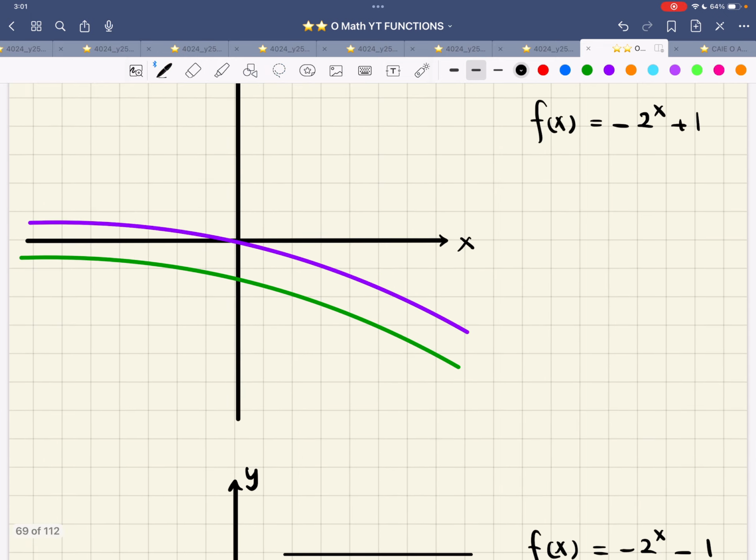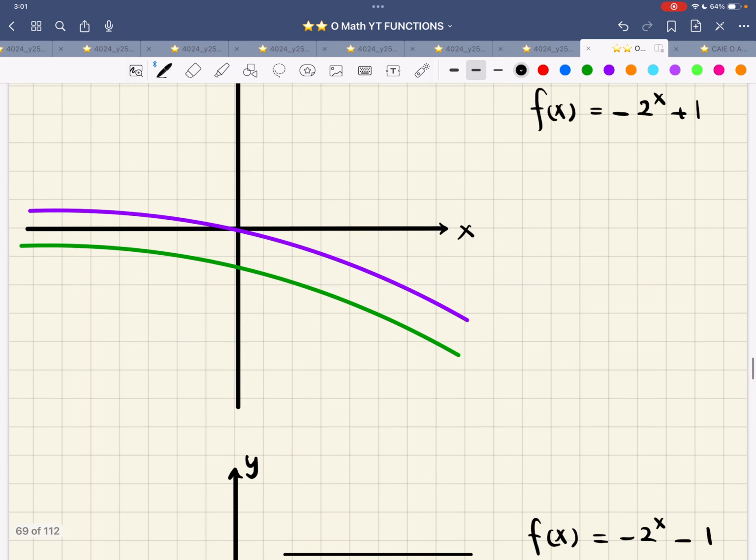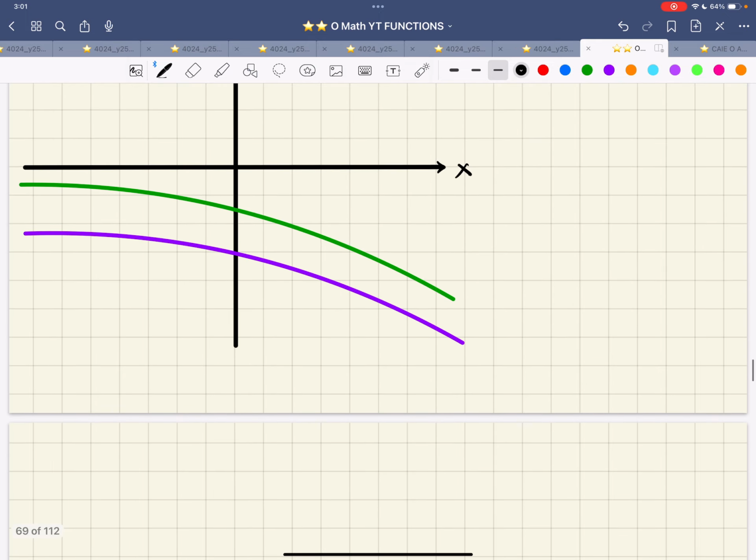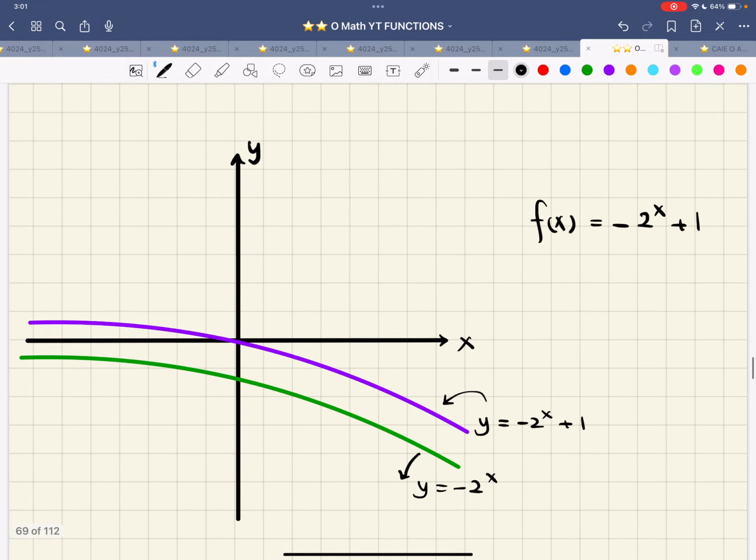First of all, the original one is y is equals to negative 2 power x. This is y is equals to negative 2 power x plus 1. This is y is equals to negative 2 power x. This is y is equals to negative 2 power x negative 1. Got the idea? Now let's mark the asymptotes.